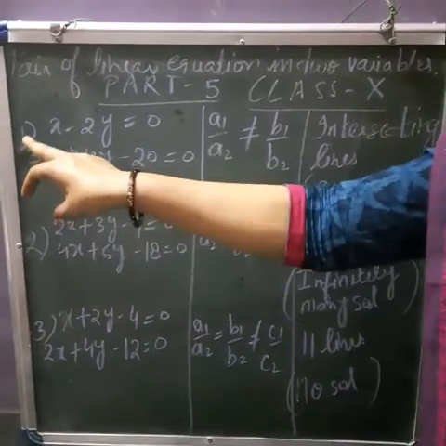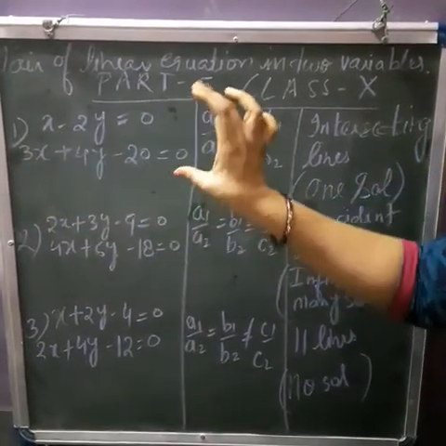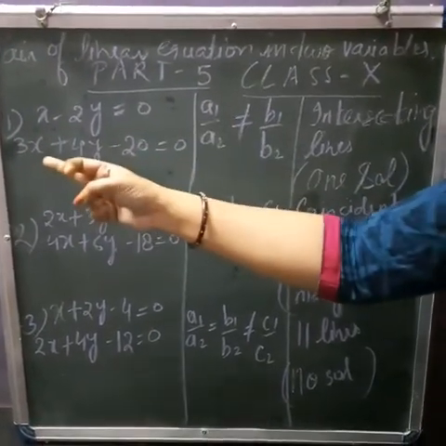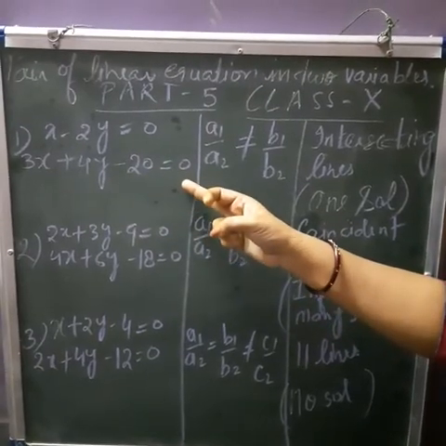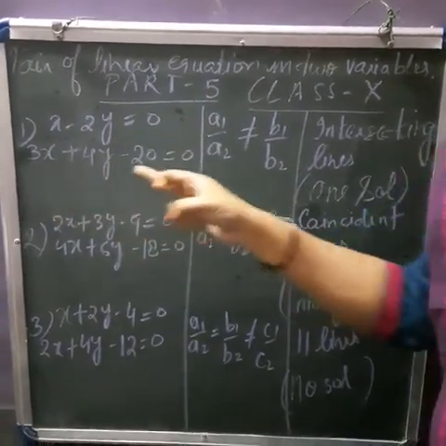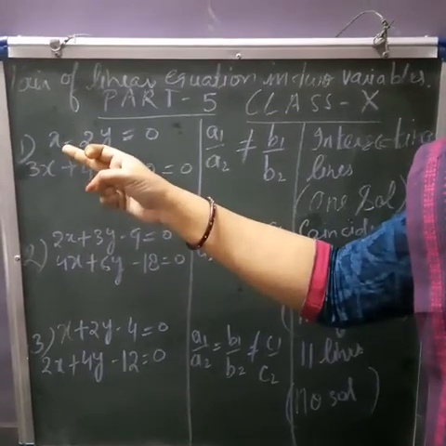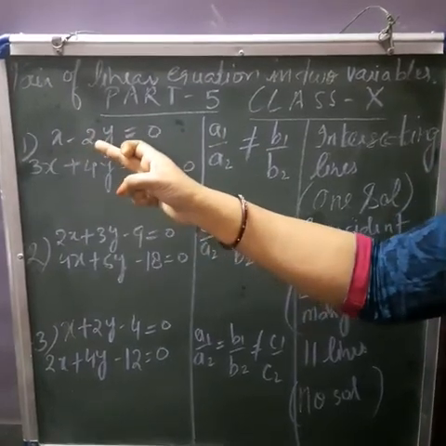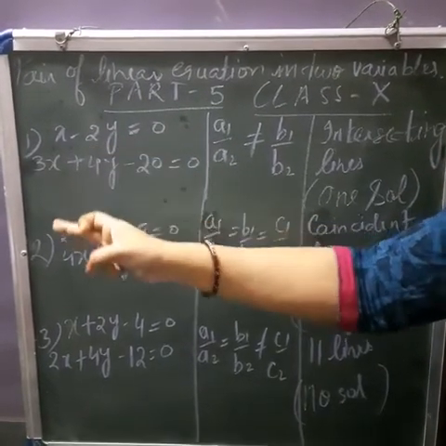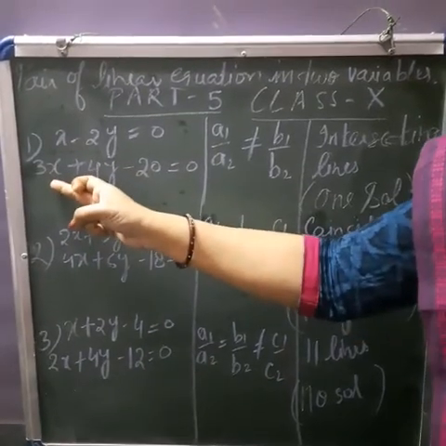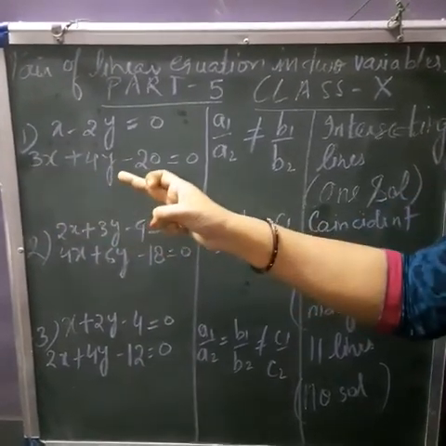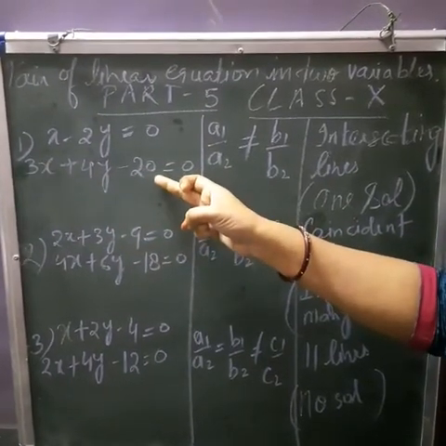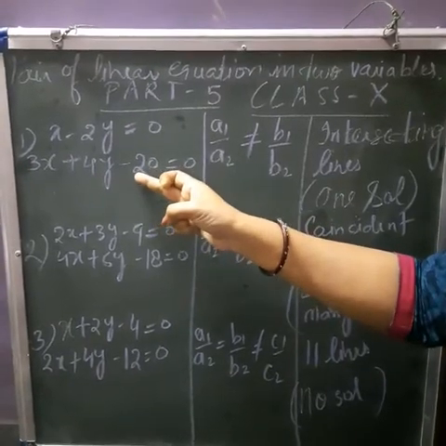The first type: for example, I have written two equations, x minus 2y is equal to 0 and 3x plus 4y minus 20 is equal to 0. For equation number 1, x minus 2y is equal to 0, the value of a1 is 1 and the value of b1 is minus 2. From equation 2, the value of a2, the coefficient of x, is 3, the value of b2, the coefficient of y, is 4, and the value of c2 is minus 20.